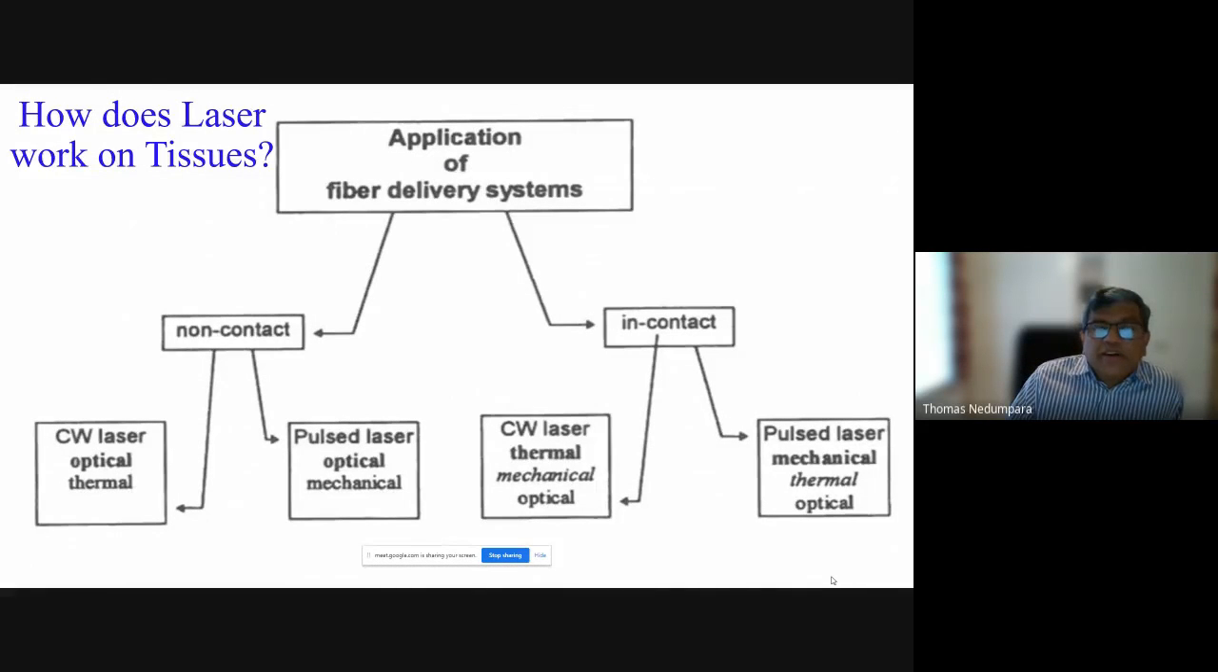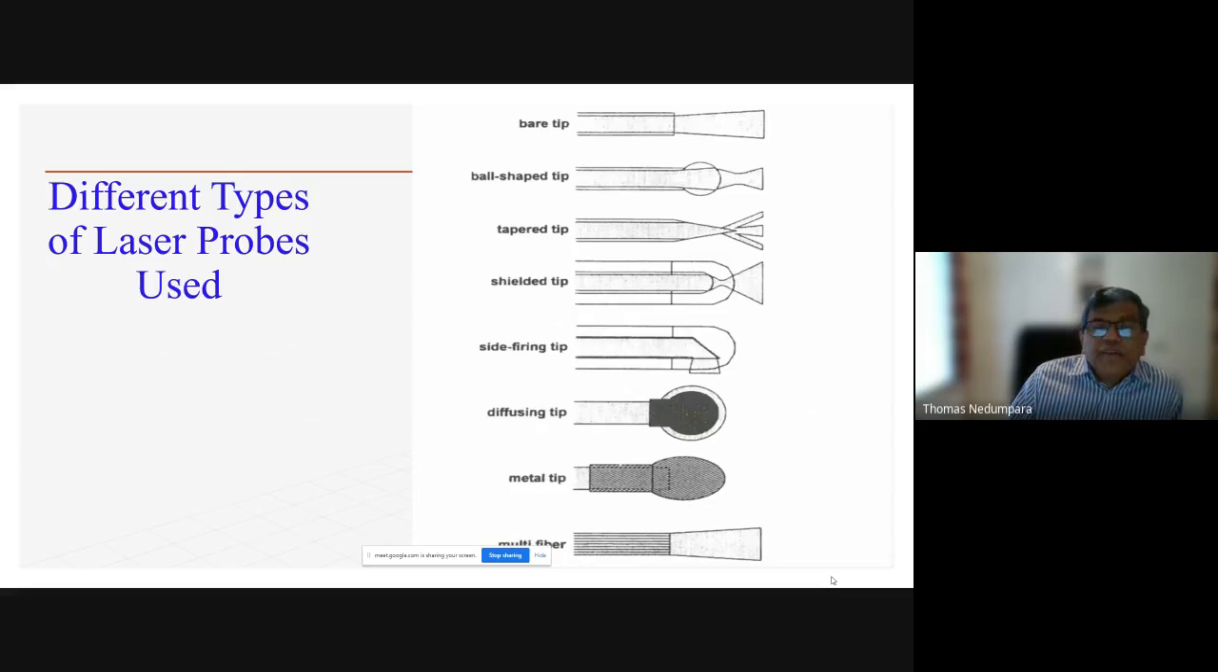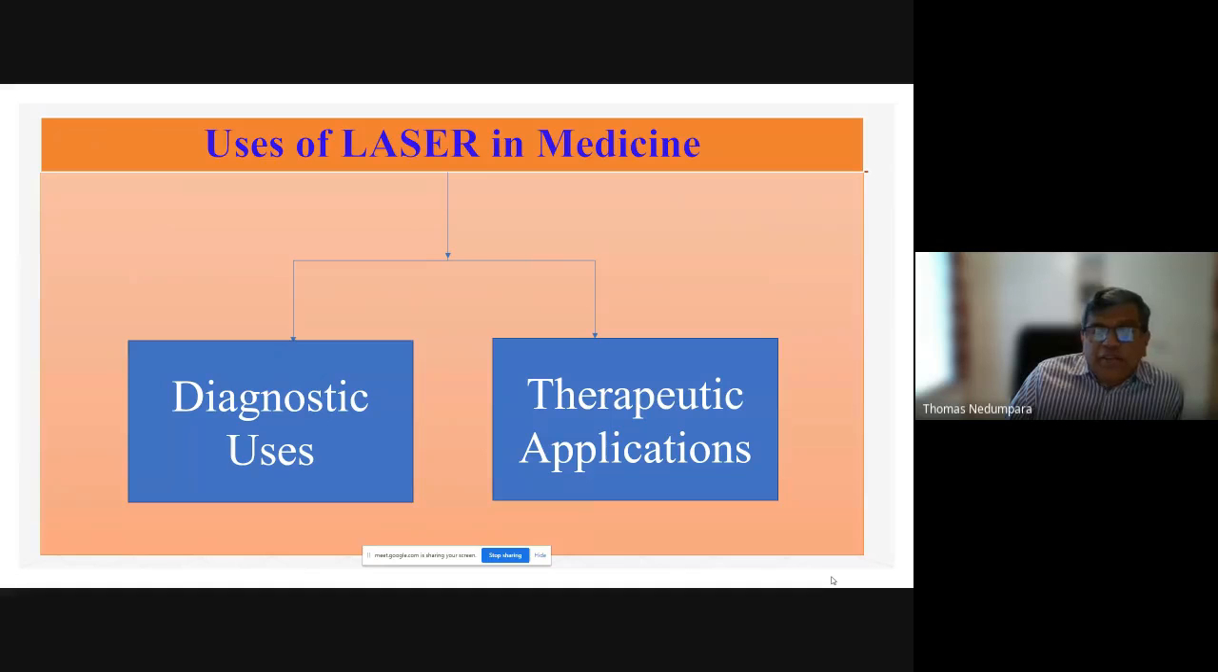How does laser work on tissues? As I said, you can apply laser on the surface, which is skin or the cornea of the eye. But most of the time you have to use the laser inside the human body. So it needs to be delivered through a fiber system. And it can be both contact or non-contact. So it can have an optical effect, a thermal effect, or a mechanical effect, as I explained before. So there are different types of probes available. So I would like to broadly divide the use of laser into diagnostic purpose and therapeutic purpose.